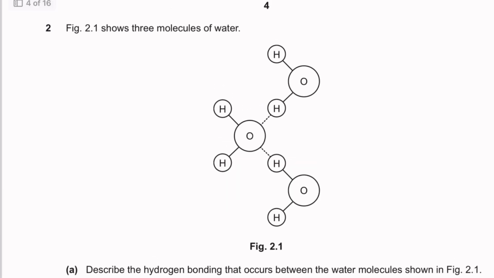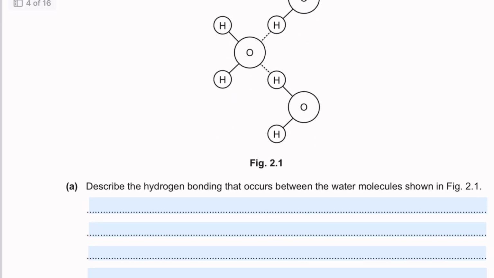Okay, question number 2. Figure 1.2.1 shows 3 molecules of water. So you have 3 molecules of water, as you could see, and they're all bonded together by hydrogen bonds. He's asking you to describe the hydrogen bonding that occurs between the water molecules shown in figure 2.1. Of course, okay. Firstly, in such a question, you could just go ahead and start by defining a hydrogen bond.